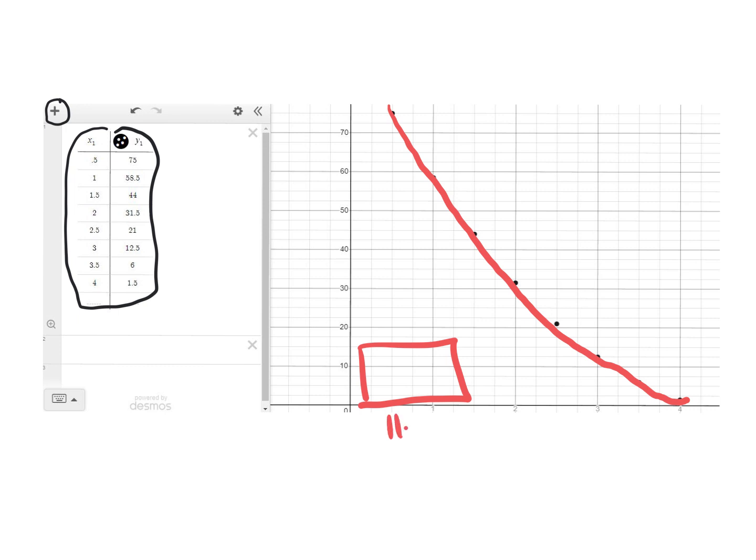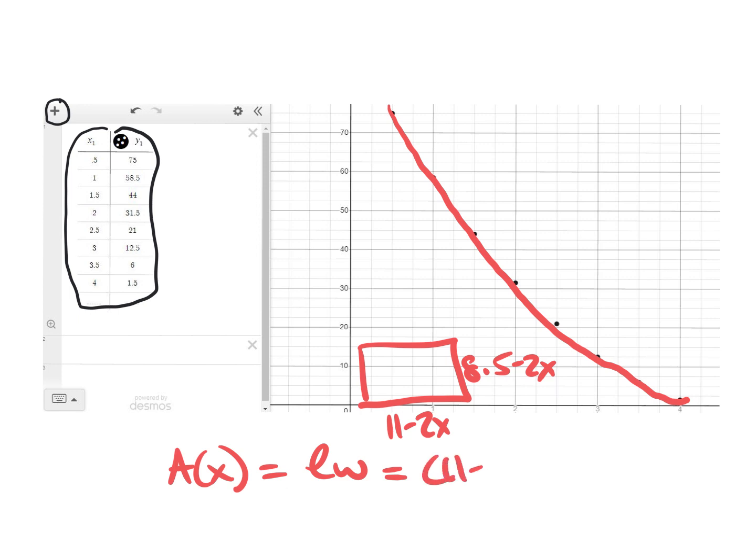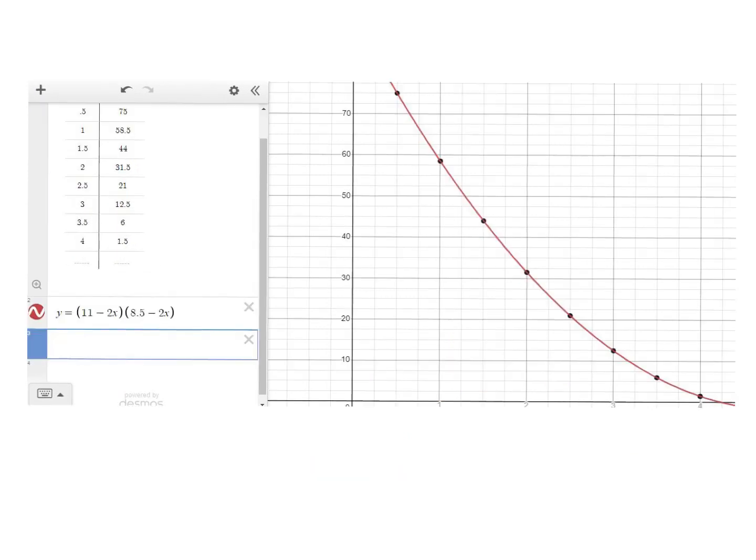my length was 11 minus 2x, and my width was 8.5 minus 2x. So my area function is going to be the length times the width, so it's going to be 11 minus 2x times 8.5 minus 2x. And I'm going to type that into Desmos on the next slide and show you what happens. All right, this is the next slide, and I've typed in my area function right here, 11 minus 2x and 8.5 minus 2x, into Desmos.